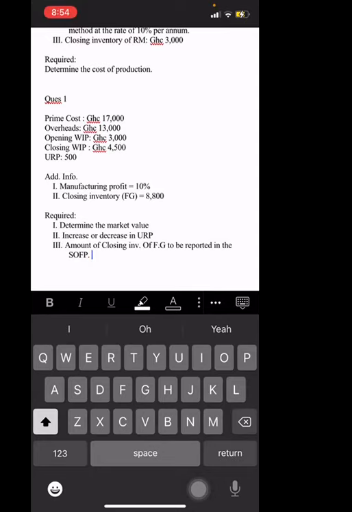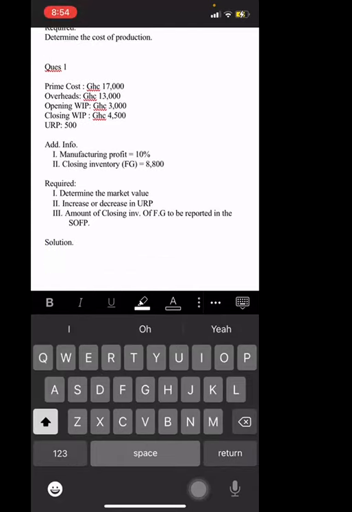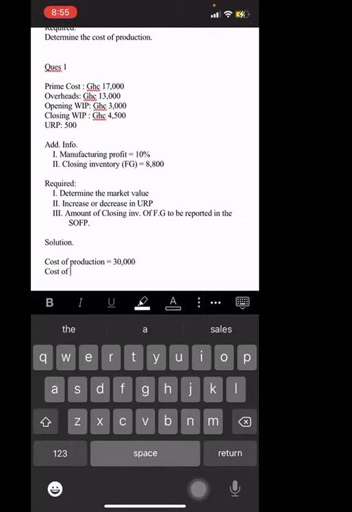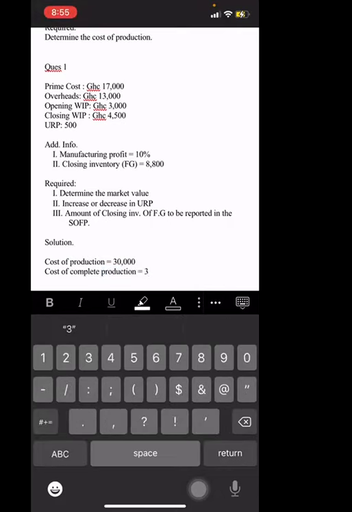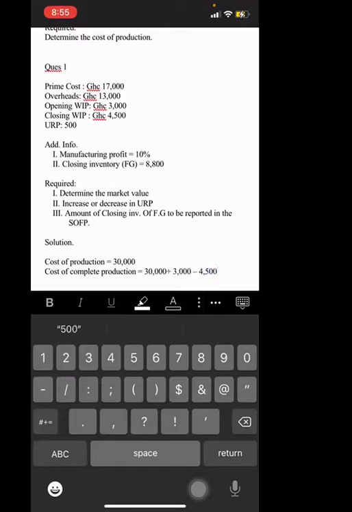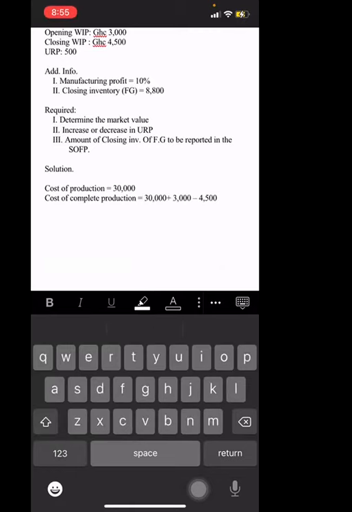So please, what will be the figure for cost of production? 30,000. 30,000, all right, so solution. Under solution, we have prime costs, we have overheads, all right. So cost of production is 30,000. All right. And what will be the figure for cost of complete production? 30,000 plus 3,000, all right, minus 4,500. And what will be the figure, please? 28,500.